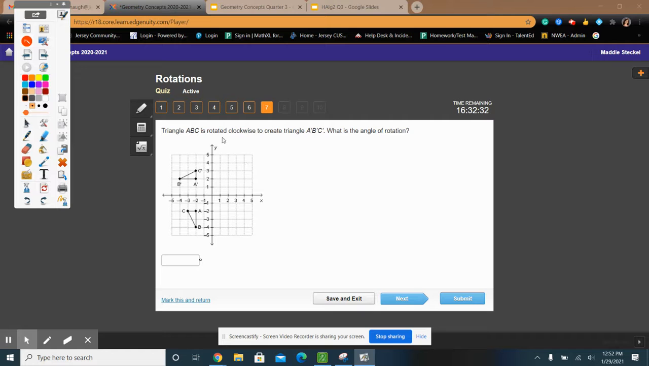Triangle ABC is rotated to get here. What will the angle of rotation be? Well, let's see if we can figure it out. Here's A prime and A. What does that look like to you? It looks like 90 degrees to me. Let's check with B to make sure. B prime to B also looks like 90. I think this answer is 90 degrees.